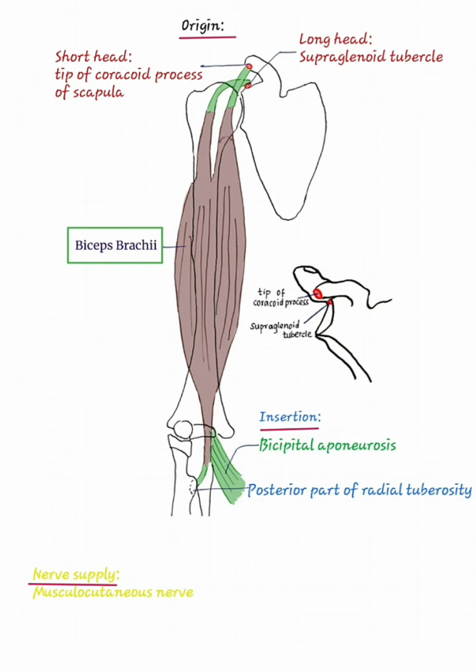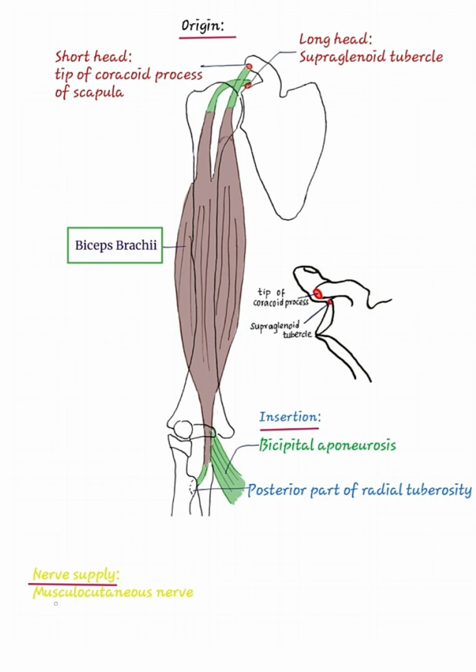Insertion: it inserts through the tendon and through the bicipital aponeurosis. The tendon inserts on the posterior part of the radial tuberosity. You can see this is the radial tuberosity. The bicipital aponeurosis extends on the medial side of the ulna and merges with the deep fascia of the forearm.